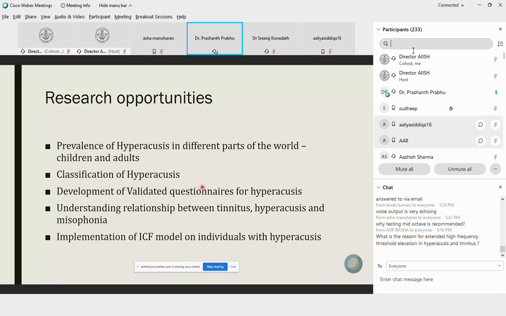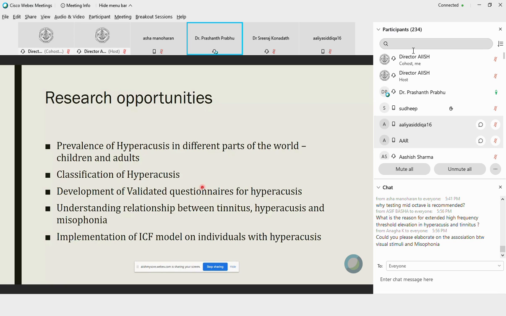Classification of hyperacusis is still limited. I told about 2 studies, but there is a much greater need to come up with more appropriate ways of classification of hyperacusis if possible. And as I said before, there is a need for development of a validated questionnaire for hyperacusis, and we should understand the relationship between tinnitus, hyperacusis, and misophonia. So there is a lot of role for audiologists now in management of hyperacusis and misophonia too. The research usually focuses mainly on tinnitus now, but research nowadays has to focus more on hyperacusis and misophonia too, to understand the relationship between the 3.